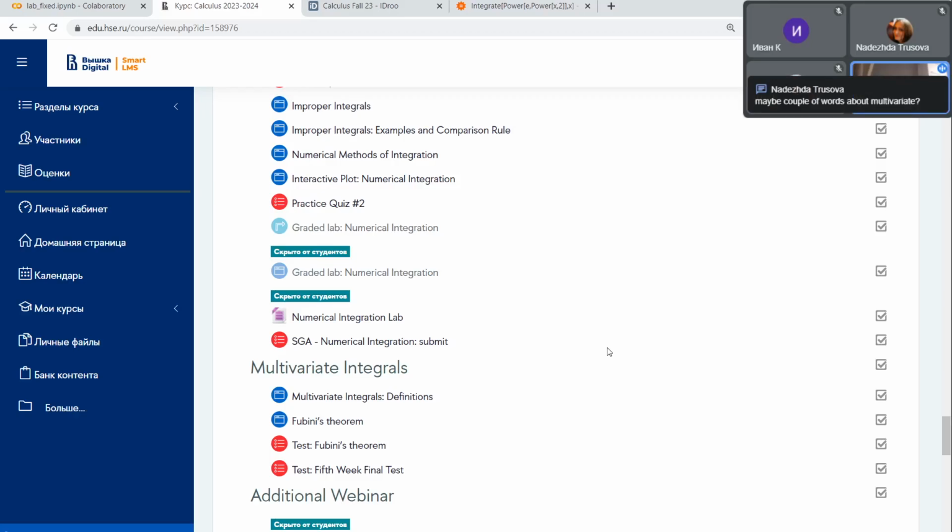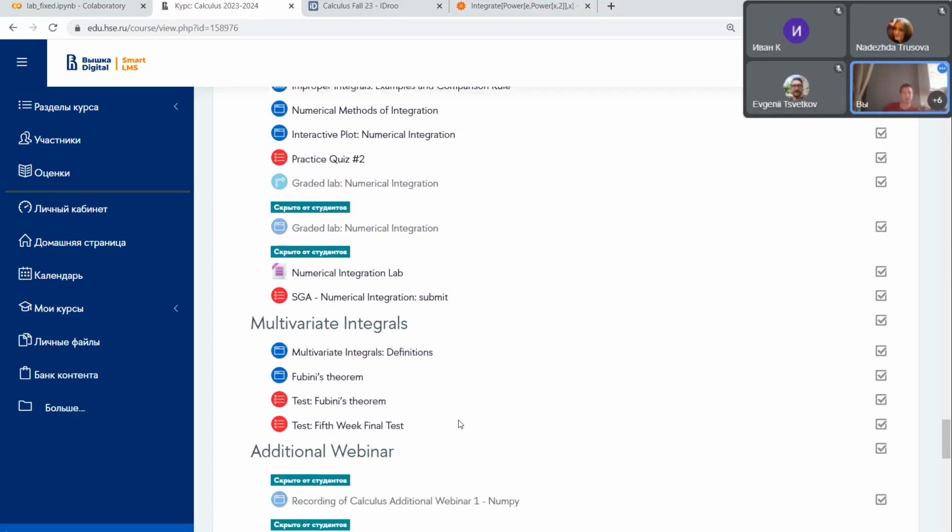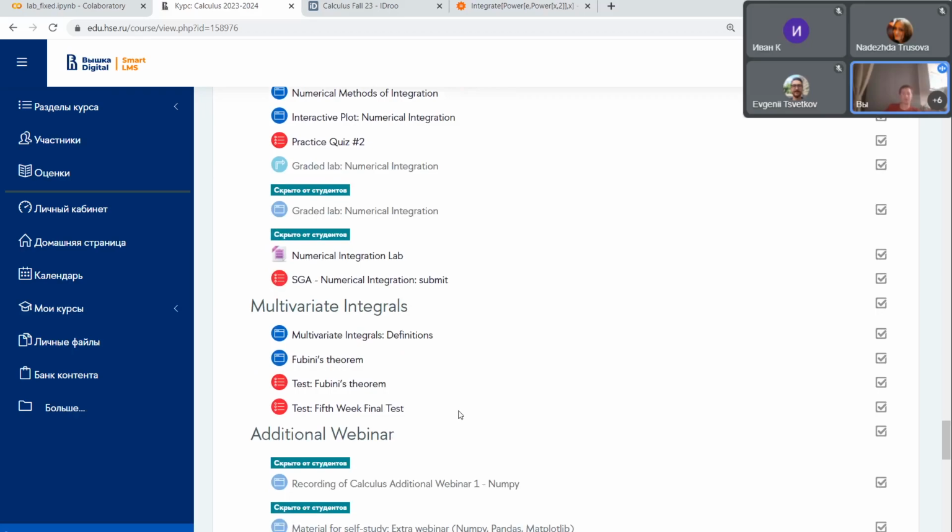A couple of words about it. It's a bit hard to say something because it's a very big topic. It's a huge, tremendous topic. So in this course we will just have a look at the idea of numerical computation of multivariate integrals.